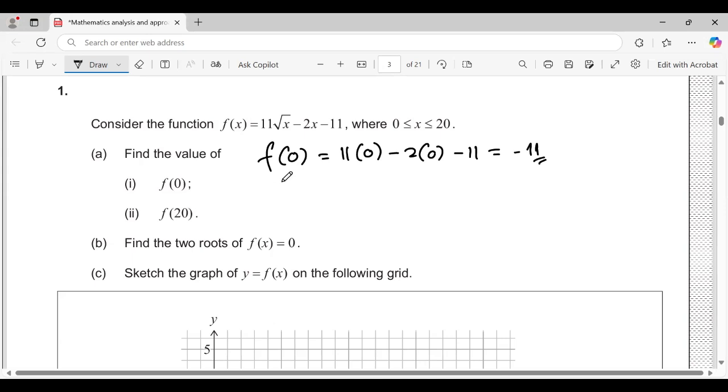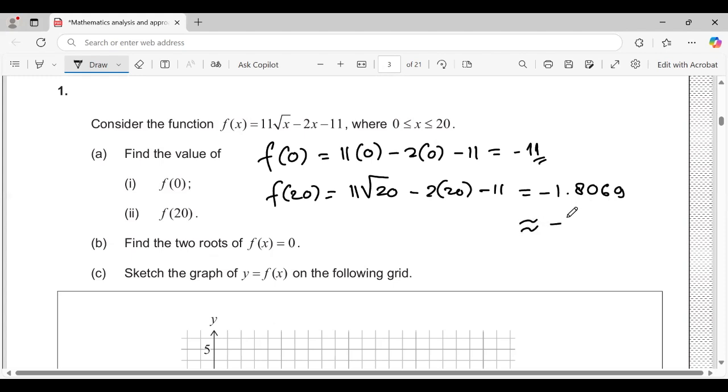Find the value of f(20). Substitute 20 into x, it becomes 11 square root 20 minus 2 times 20 minus 11. If you calculate, the result is minus 1.8069. Rounded off, it becomes minus 1.81.